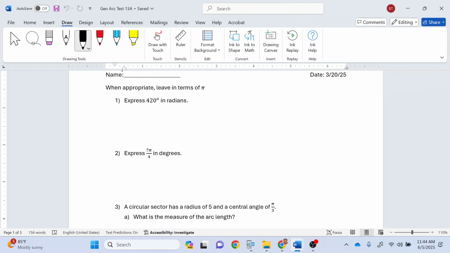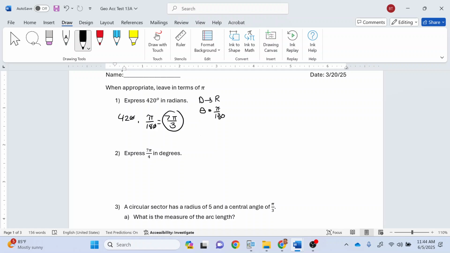All right, express 420 degrees in radians. So whenever I'm going from degrees to radians, pi is on top. So it's going to be whatever you get times pi over 180. Because I'm going to radians, that's on top. So 420 times pi over 180. Just simplify, take out a zero, take out a zero. 7 over 3. So 7 pi over 3. You could take out 60, I guess you should say.